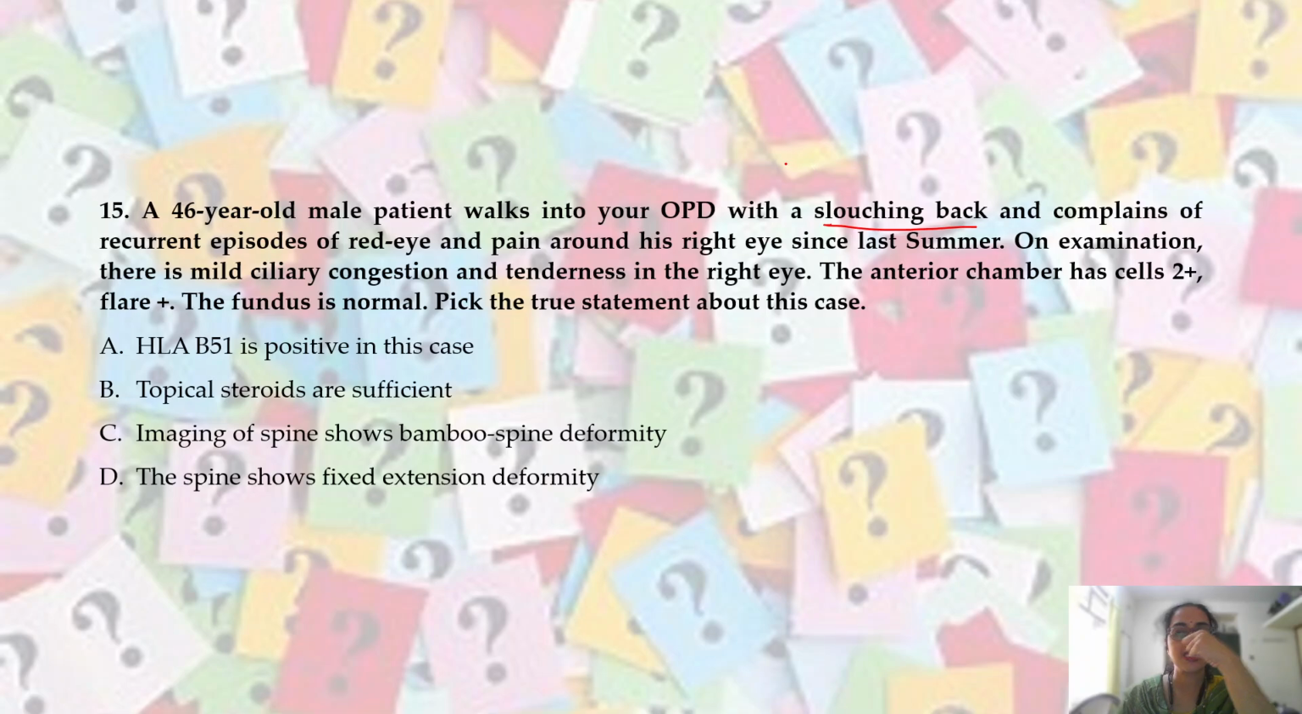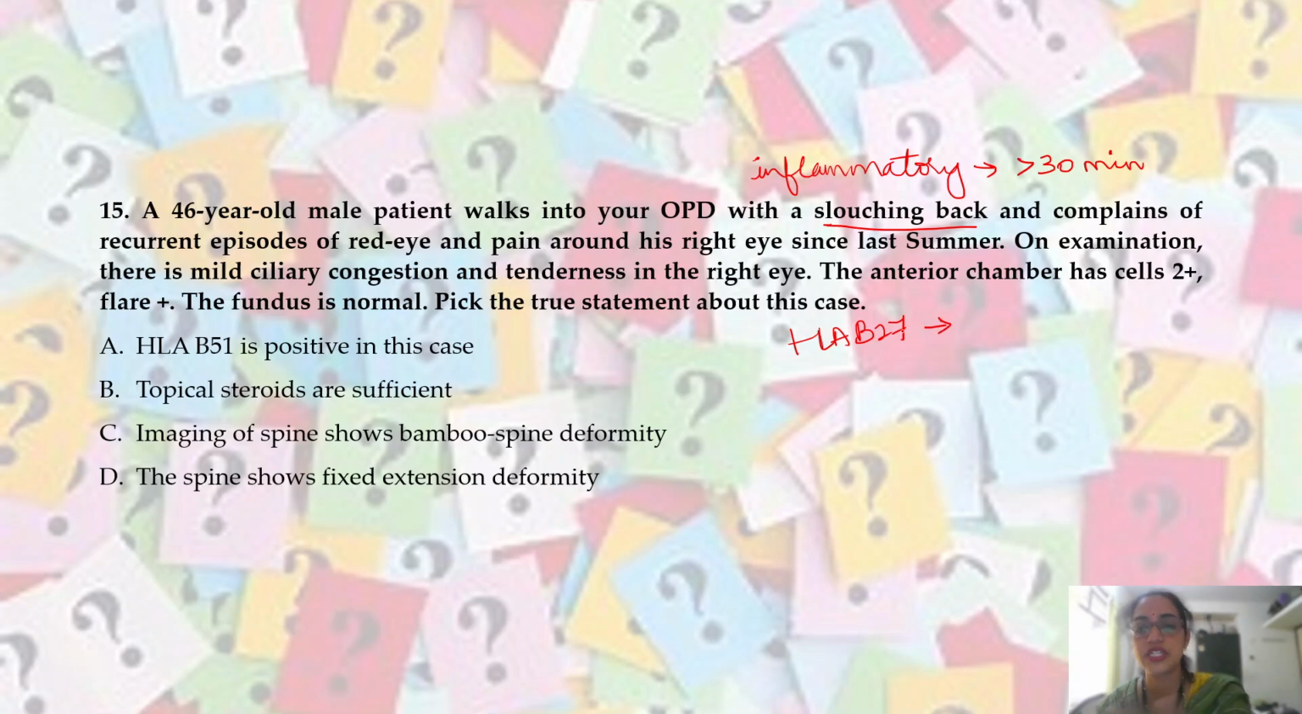So one thing that is missing here is the history of inflammatory back pain. Inflammatory back pain is characterized by joint stiffness lasting for more than 30 minutes in the morning, which improves with exercise. Okay. So this patient typically has a slouching back, which suggests a bamboo spine, and we know that HLA-B27 associated uveitis is recurrent and tends to be unilateral. It can have an alternating presentation, once the left eye, once the right eye, and then again the right eye. So on examination, there are features suggestive of anterior uveitis.